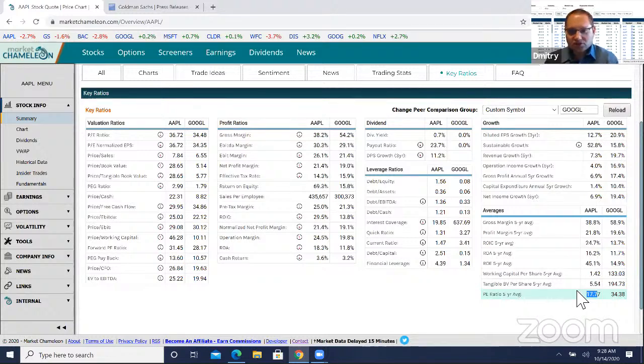Take a look at those metrics. Obviously, some places Google's still doing better. Some places Apple's doing better. Certain things are similar, but you could take a look. These are the growth rates here. If you're taking a look at what is valued on a relative basis, it looks to me like Apple's a little bit more richly priced than Google.